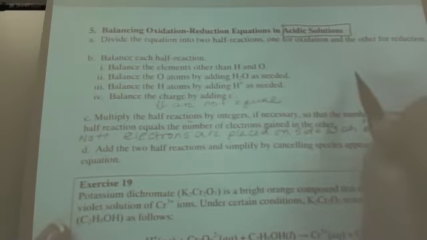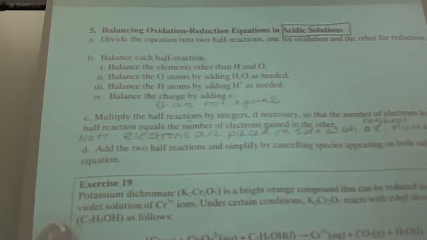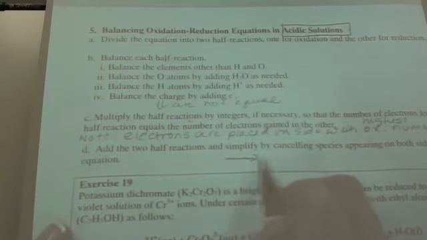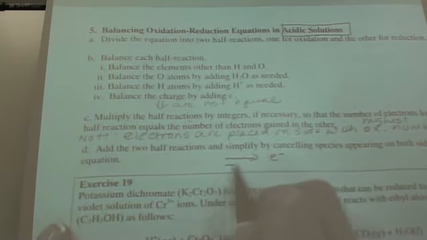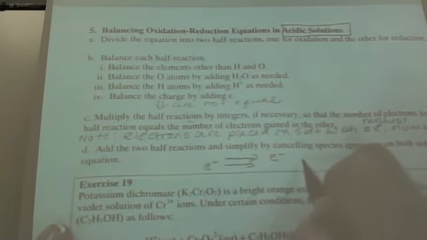And when you're done, you're going to add the two half reactions and cancel species. When you're adding the two half reactions, you must have electrons on opposite sides. Otherwise, you've done something wrong.